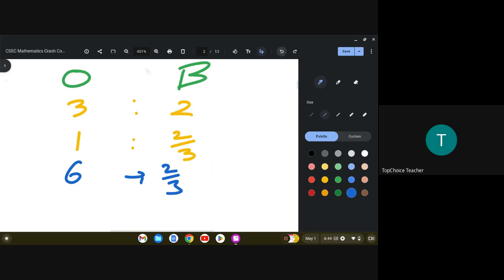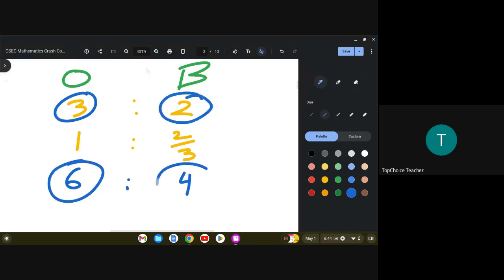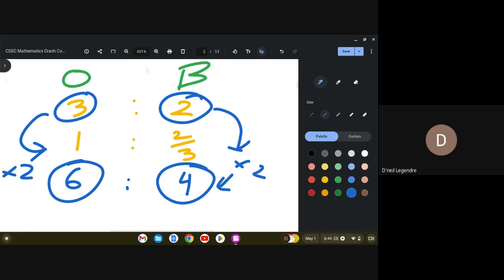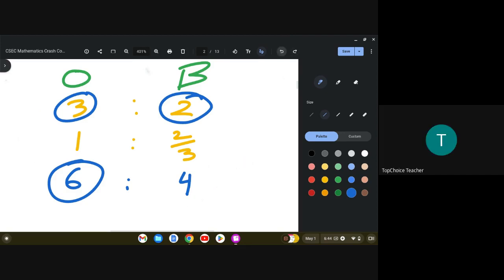Let's look at that again actually. Logic tells us that if we bought 6 oranges, that means we would have bought 4 bananas, because that is how a 3-to-2 ratio works. If we multiply this number by 2, 3 2s are 6, 2 2s are 4. That's how this ratio works. So I'm not really sure how you get the 2/3. Okay, no problem. Let me show you.